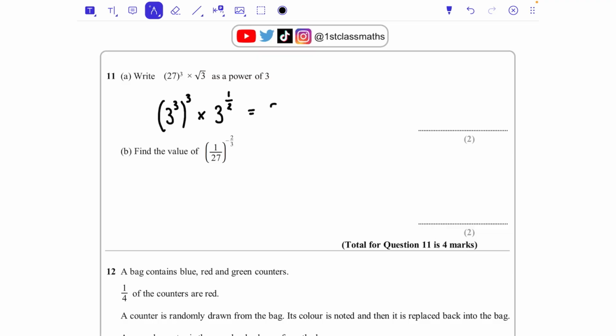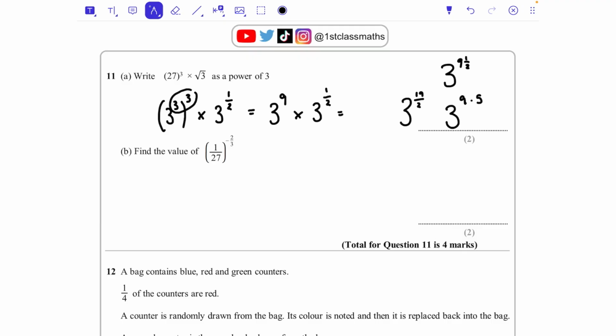Now that is the same as 3 to the power of 9, because a power to a power, you times them together, times 3 to the power of a half. And when we times, we add the powers. So that's going to be 3 to the power of 9.5, however you prefer to write it. Or I guess you could also say it's 3 to the power of 19 over 2. Any of those answers would be suitable for the 2 marks there.